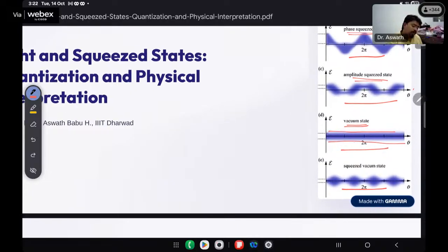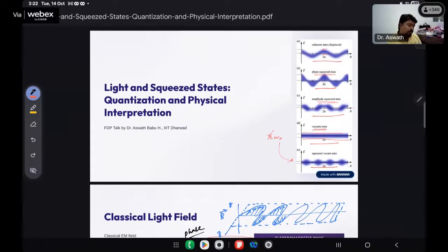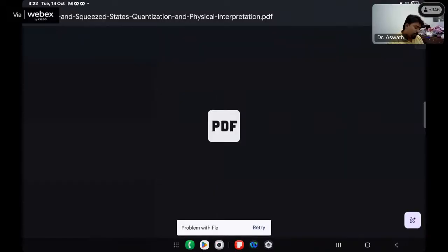I can squeeze the vacuum state. Remember, even in the vacuum state, it has some energy, which is h omega naught. That is called the zero point energy. So in that case, I can still do the squeezing. Now I think you people understand what is meant by squeezing. Right. Now let's get back to the solid state sensors case.